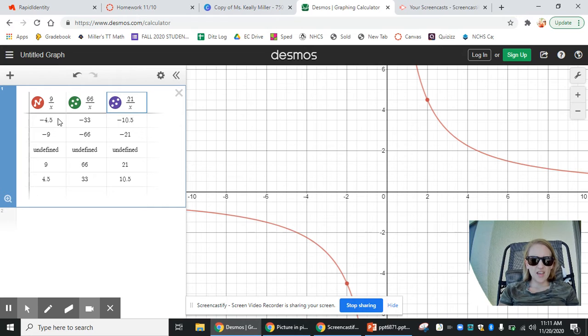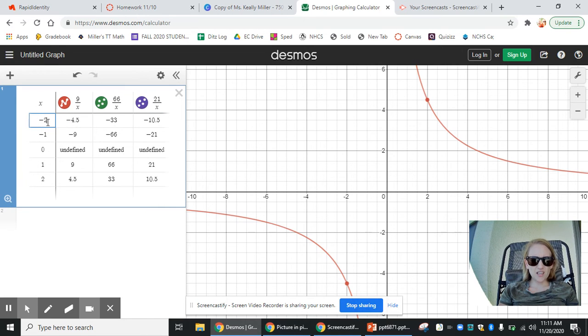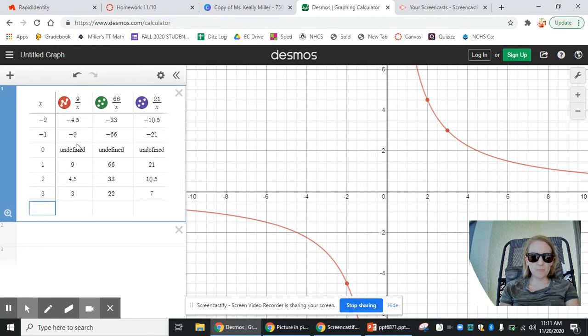If you do this in a graphing calculator, it will automatically give you all the x values, but in Desmos, unfortunately, it doesn't. So what you need to do is, in the x column, type your numbers.